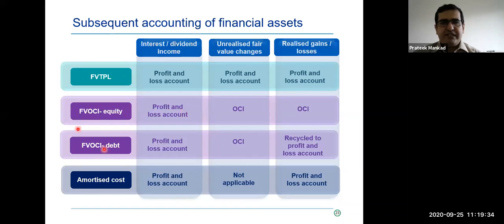If you have an FVOCI debt instrument, interest and dividend is in P&L, fair value changes are in OCI, but when you sell them, it comes to P&L. And that's the difference between FVOCI equity and FVOCI debt. Finally, amortized cost: interest and dividend is P&L, and fair value never impacts any books. If you sell it and you make a gain or loss, that goes to P&L.